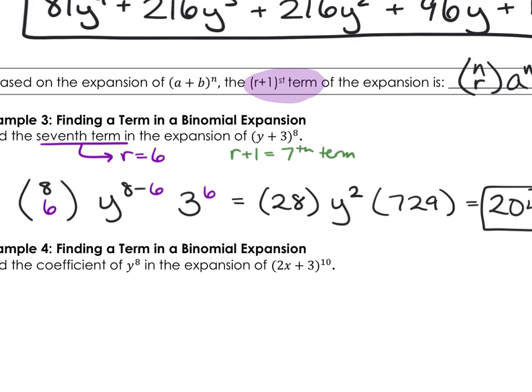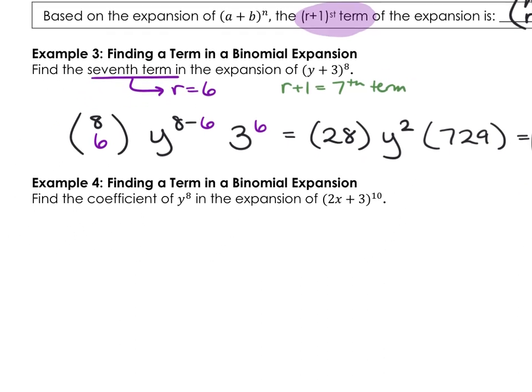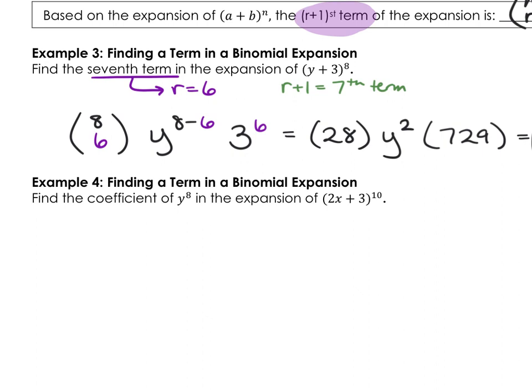But I could ask a different question. If I was asking you to find the coefficient of y to the 8th in the expansion of 2x plus 3 raised to the 10th, I didn't tell you what term it is, so we don't know what r should be. So we do a little bit of thinking. If you're raising something to the 10th power, that means the biggest exponent is going to be 10. That's the first term. Here's the second term. Here's the third term. What term is y to the 8th? Well, this is the first term, this is the second term, this is the third term. So we're looking for the third term.